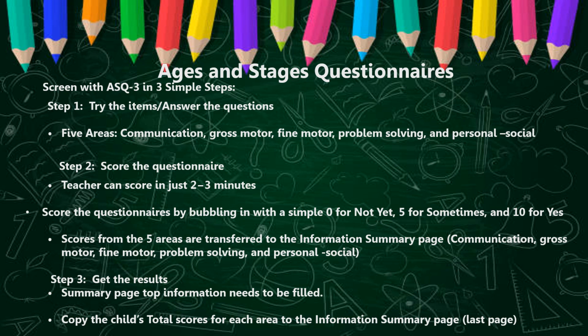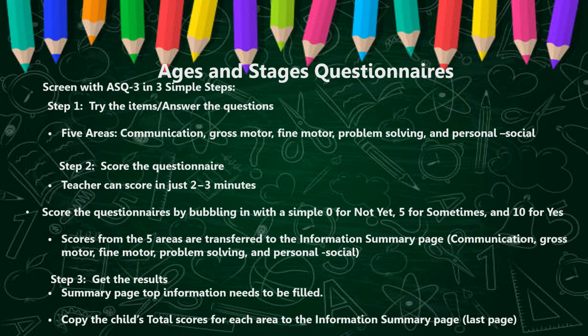Ages and Stages questionnaires. Screen with ASQ3 in 3 simple steps. Step 1. Try the items, answer the questions. 5 areas: communication, gross motor, fine motor, problem solving, and personal social.